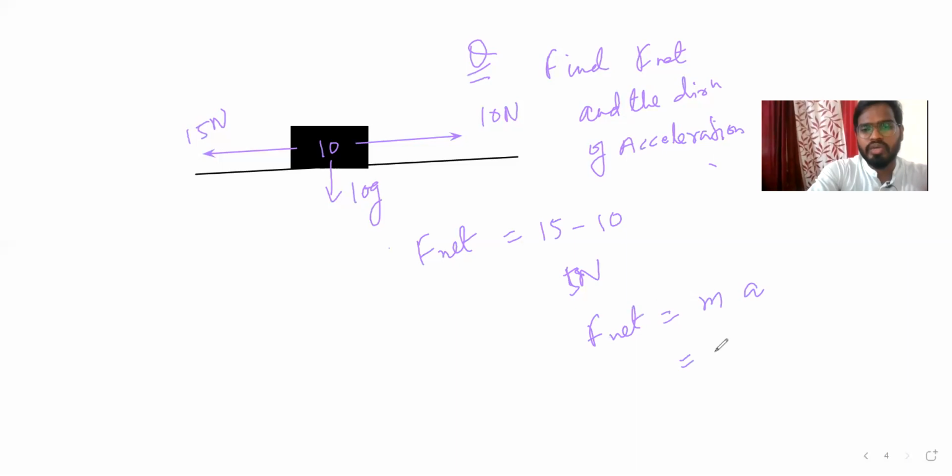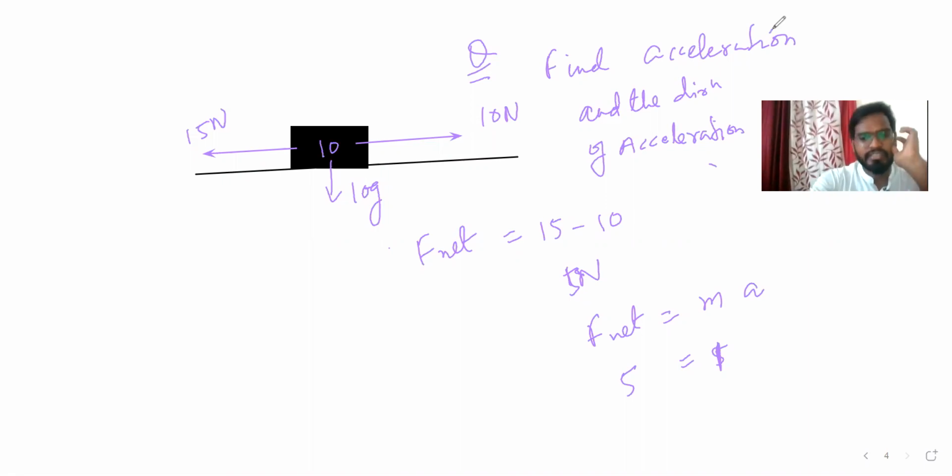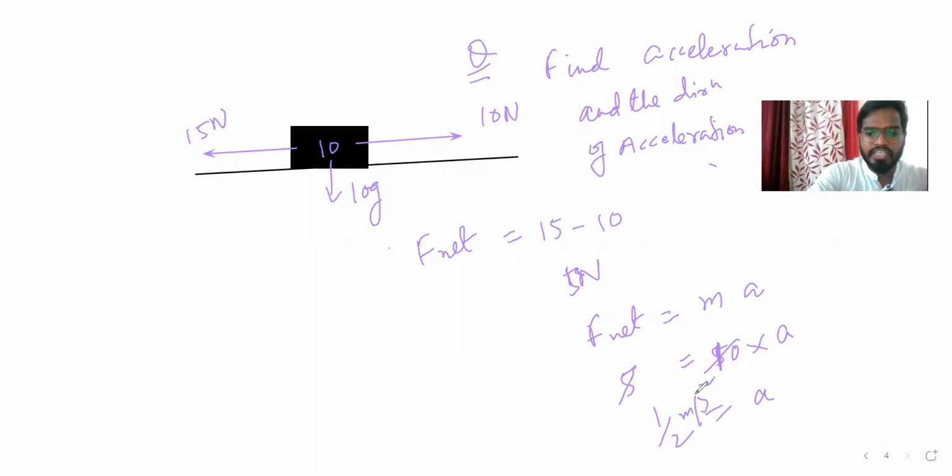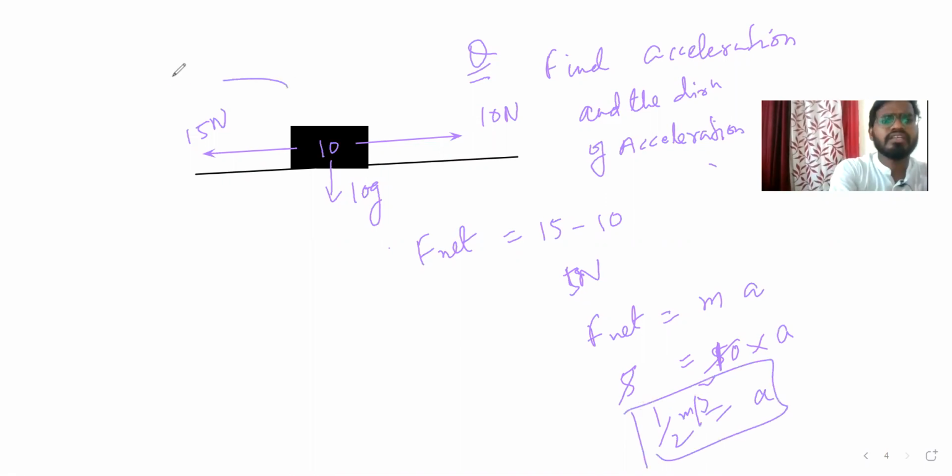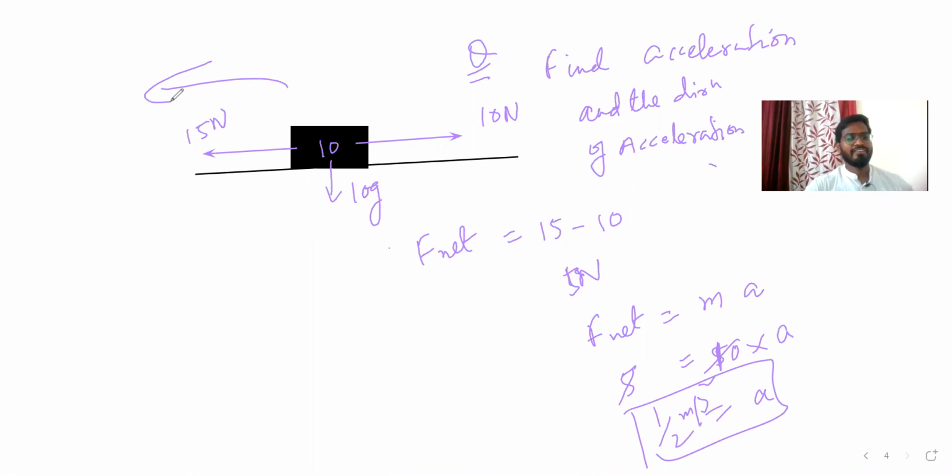So net force is equal to ma. So 5 into 10. Find acceleration, not net force. Find acceleration and the direction of acceleration. So how much? 10 kg into a. So it is going to be 1/2 meter per second square. In which direction? Obviously left direction, right? Not in right. Got everyone? So left.